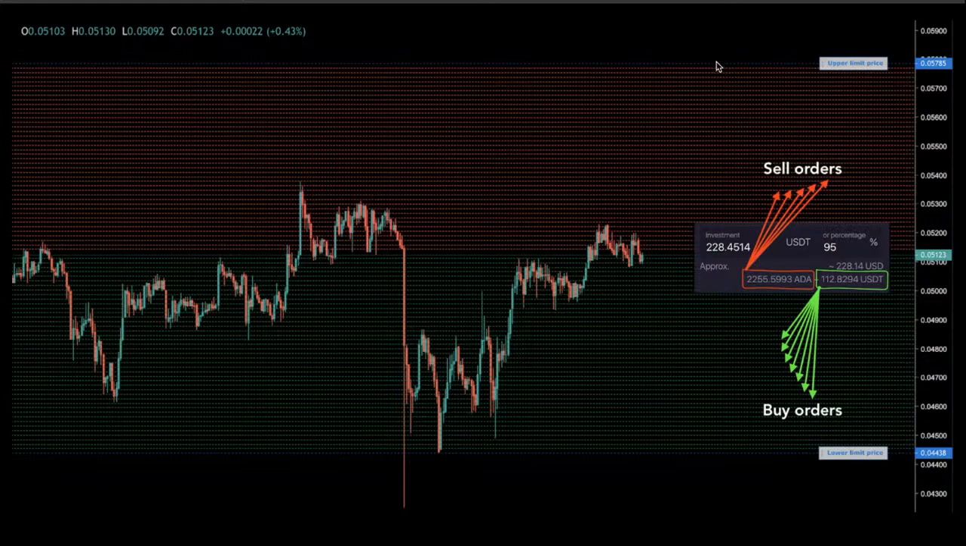And the idea is that the bot allocates both the base currency, in this case it's Cardano trading to USDT, so the base currency here is Cardano, which is represented by the ADA ticker, and the quote currency is in this case USDT. So you can clearly see that we have a sell zone.